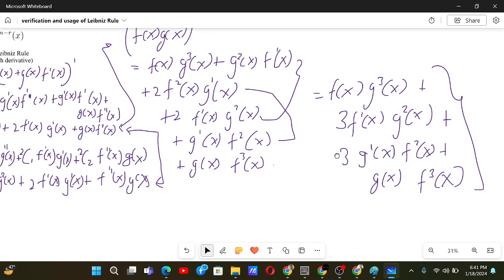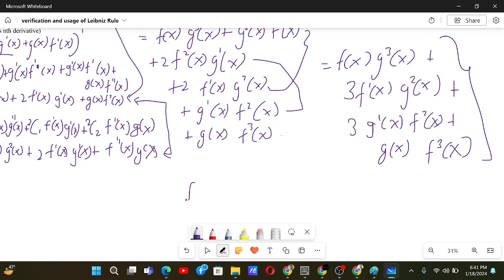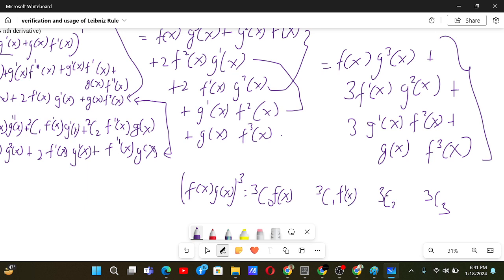Now if we use the formula, what will we get? For f of x g of x, third derivative, we will have 3c0, 3c1, 3c2, 3c3, and f will start this way. Zeroth derivative is the initial function itself, first derivative, second derivative, third derivative, and g starts this way: no derivative, first derivative, second derivative, third derivative. Just add them. Now this is just 1, this is 3, 3c1 is 3, 3c2 is also 3, and this is 1.